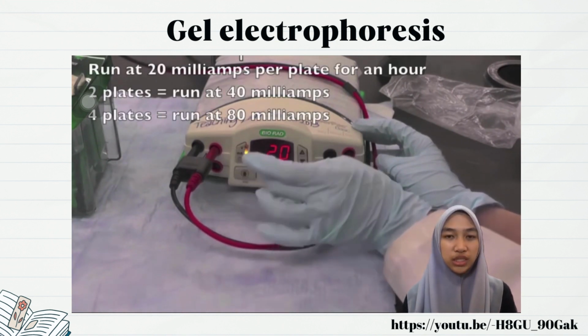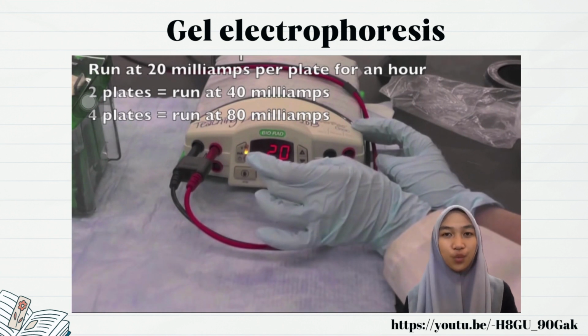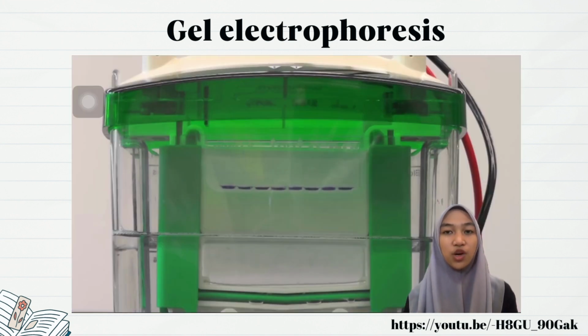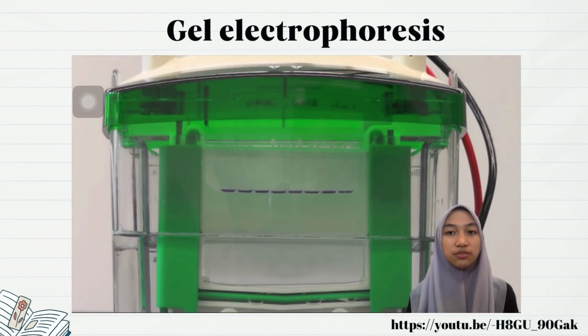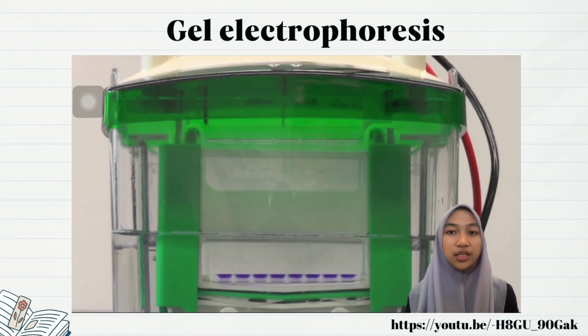Set the power to 20 mA per plate and run for 1 hour. The power can also be set to voltage. The voltage used does not depend on the number of plates. You should initially observe the sample or standard solution condensed into a thin band through the stacking gel. Then, the band will gradually migrate down the resolving gel.